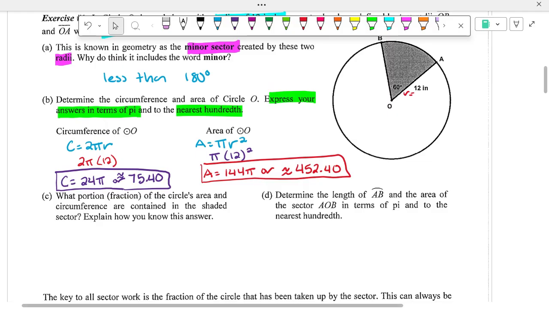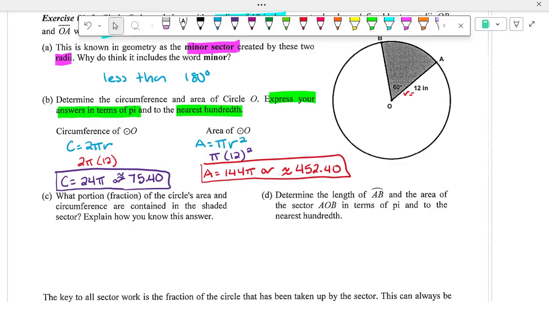So, what portion or fraction of the circle's area and circumference are contained in the shaded sector? Explain how you know this answer. This is where the activity that we did in the Desmos classroom comes into play. We're going backwards. Before, you found the fraction first, and then figured out the angle based off of the fraction. Now we know the angle, so how can I find the fraction?